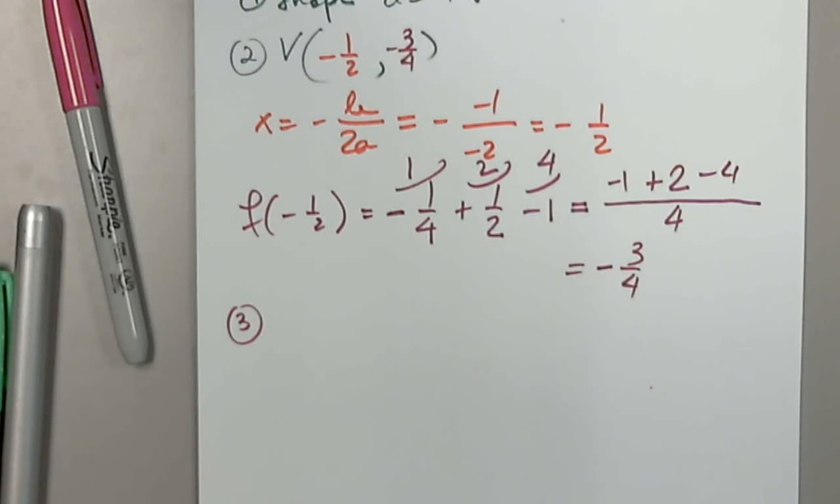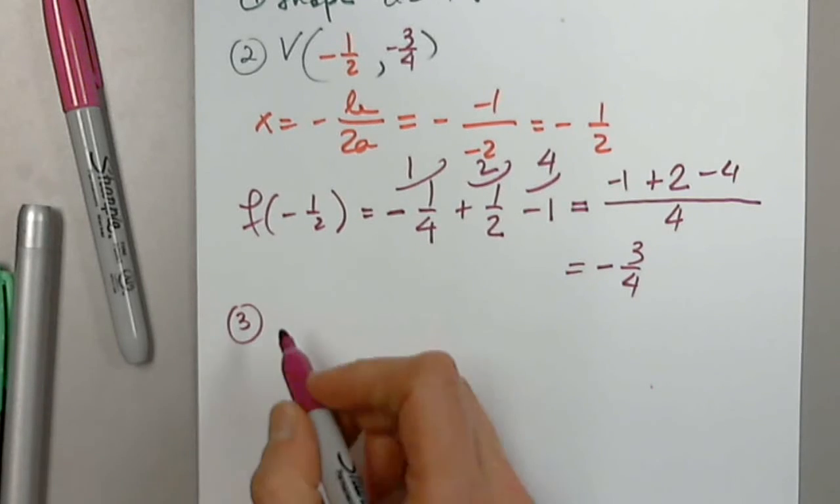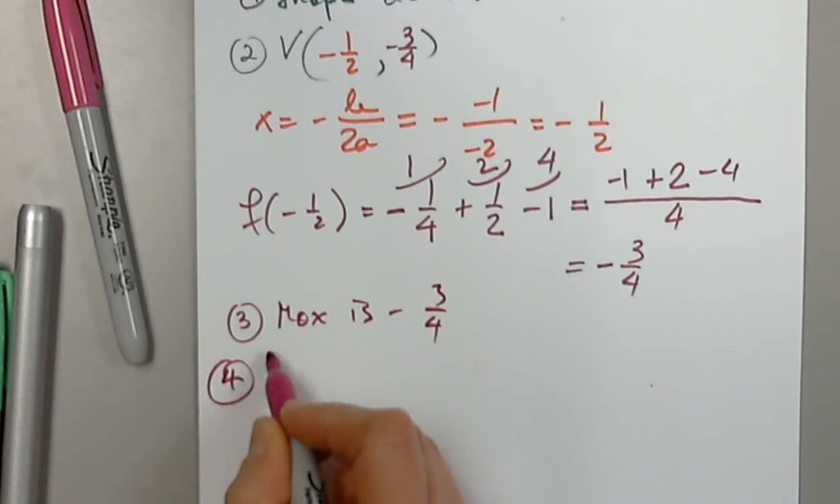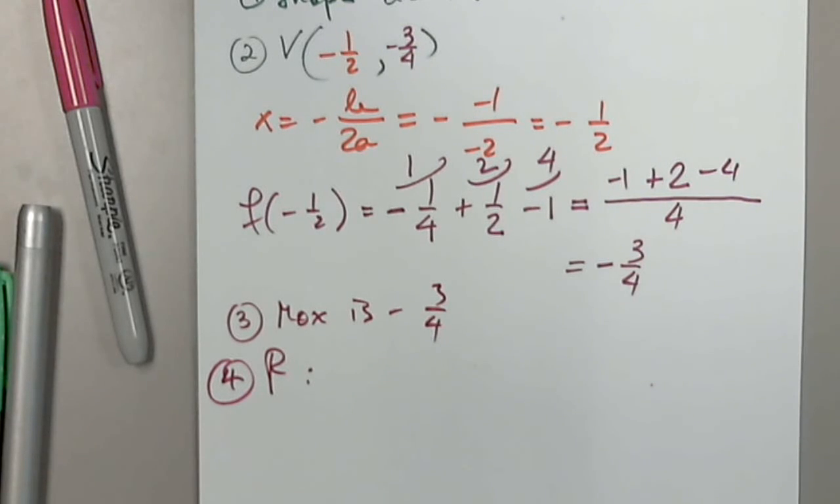Can you already give me the range of this function? And you could say, I haven't even graphed it. How can I figure out the range? You can, because you know it has a maximum, and you know what the maximum is. What is the maximum value of this function? Exactly. So the max is -3/4. So I can already find the range.